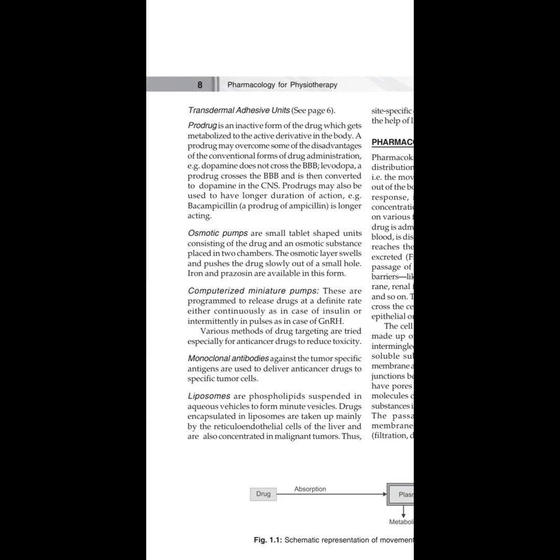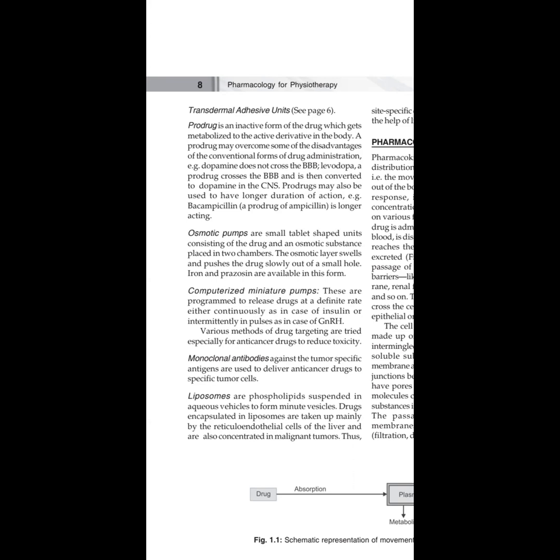The other is the osmotic pump. These are small tablet-shaped units consisting of the drug and an osmotic substance placed into two chambers. The osmotic layer swells and pushes the drug slowly out of a small hole; ibuprofen is available in this form. In this, we put the drug into our body, and when an area has liquid, the osmotic layer pushes the drug out. How long you need it, for 6 hours, 7 hours or a day, that time is built in, or that amount of liquid is put in, and that's how it goes.